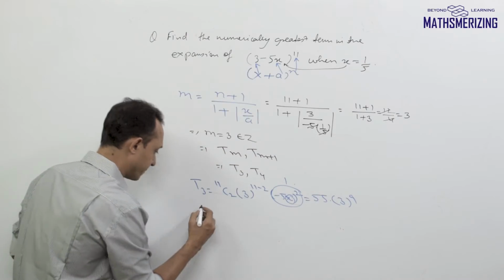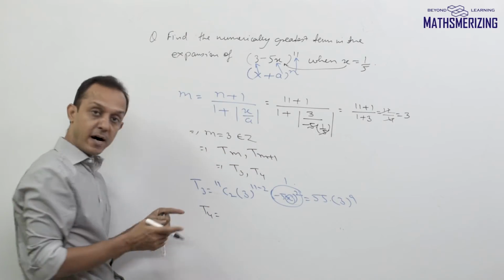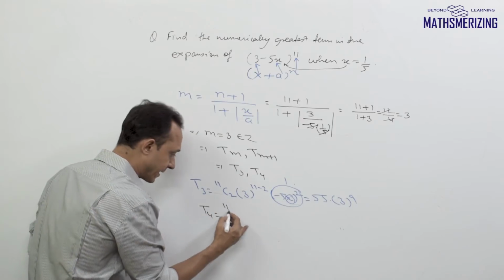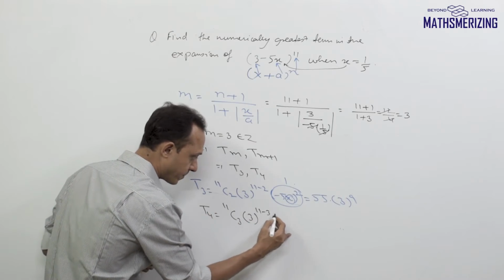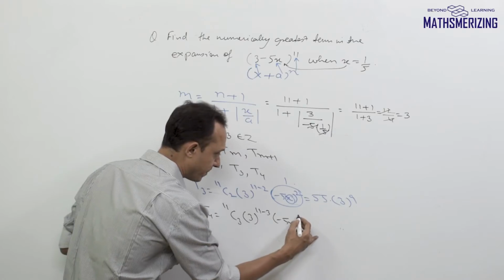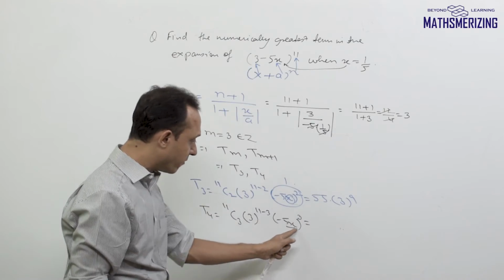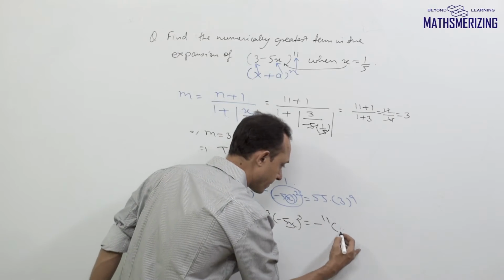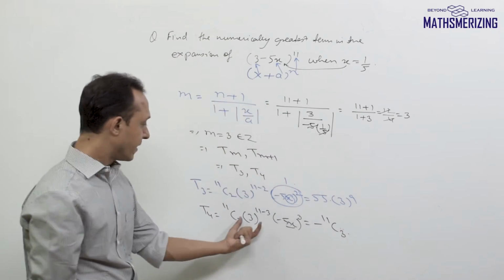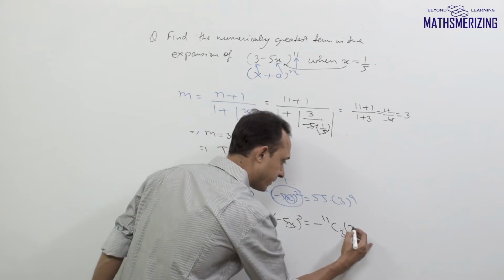Now for the fourth term, I'll put the value of r as 3. So if I put r as 3, I'll get 11c3, 3 to the power 11 minus 3, times minus 5x to the power 3. So 5x again will be 1, and this is minus 1, so the sign will be minus. So it will be minus 11c3, and then 3 to the power 8.